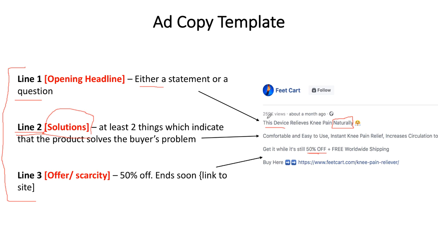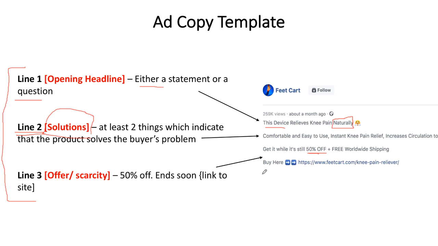So these are the 3 core components: the opening headline, the value that you create for the customer or the solutions, and then the offer/scarcity here. And then followed by what you want is your link, or like a buy now or learn more, and then a link direct to your product page. So this is all you essentially need for your ad copy.